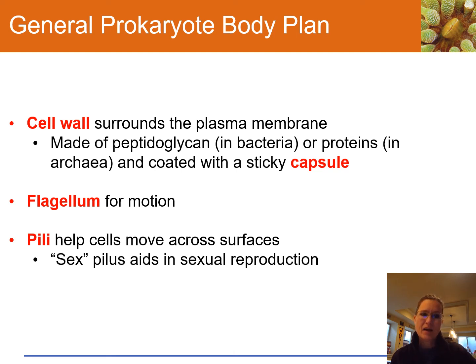And then pili help cells move across surfaces. So it's sort of like they help them scooch. There's a thing called a sex pilus. It's like a tail-like thing that goes from one bacteria to another bacteria and transfers genetic material across. That's how we have genetic recombination between two slightly different bacteria that can combine and turn into something new and different and sometimes terrible.